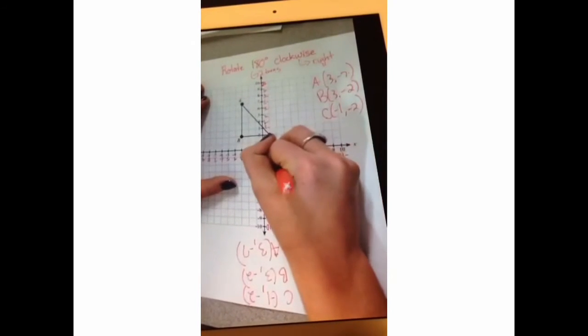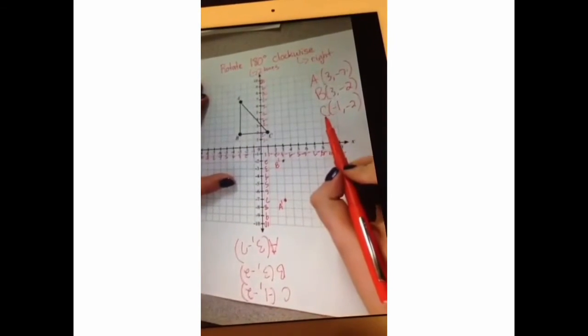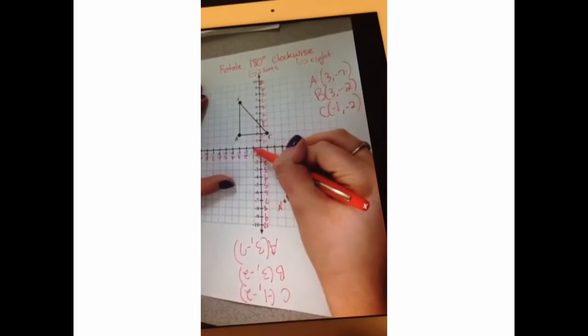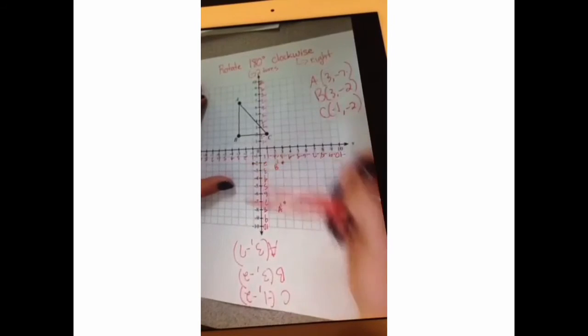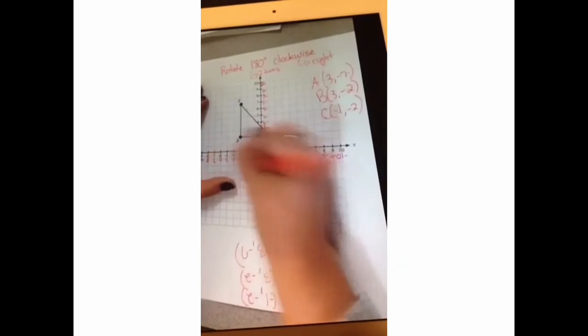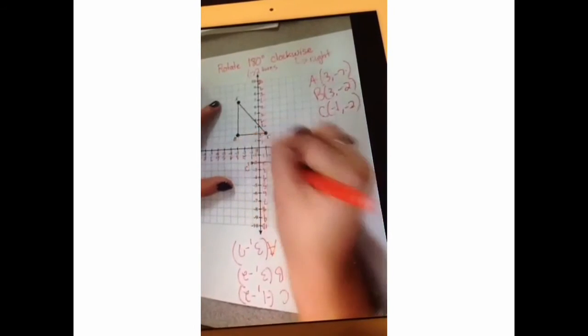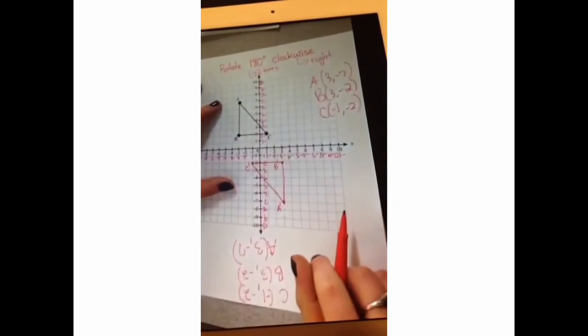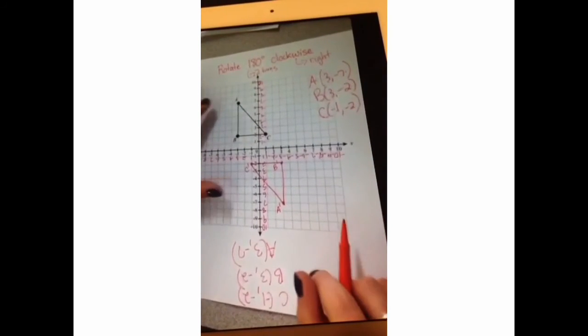That becomes B prime. C is at -1, -2. So I'm going to go to negative 1 on my x value and negative 2 on my y value, and that becomes C prime. My last step here is just to draw my lines. And that's it. That's 180 degrees clockwise. Let's do another example.